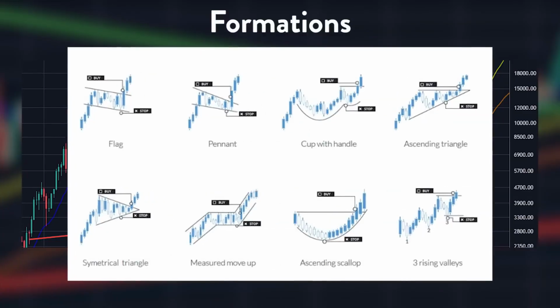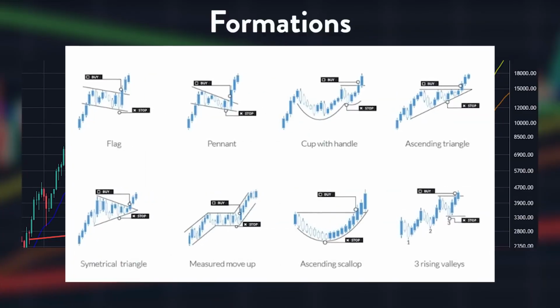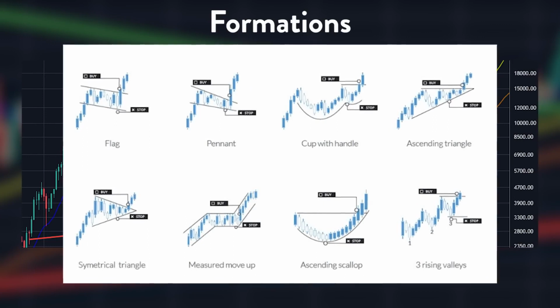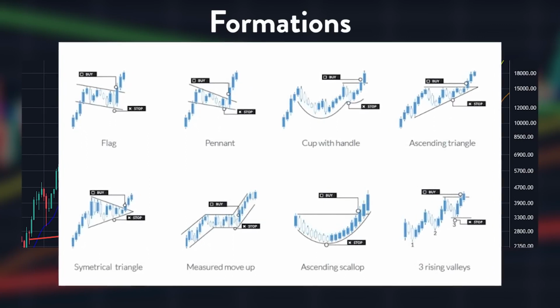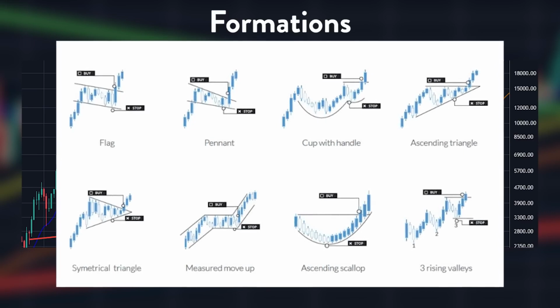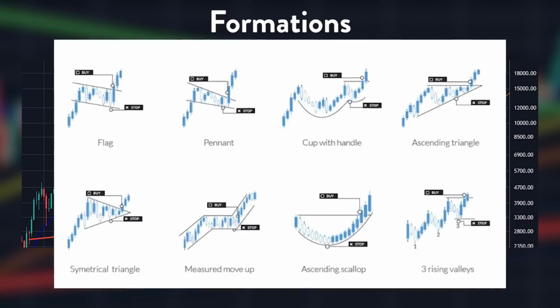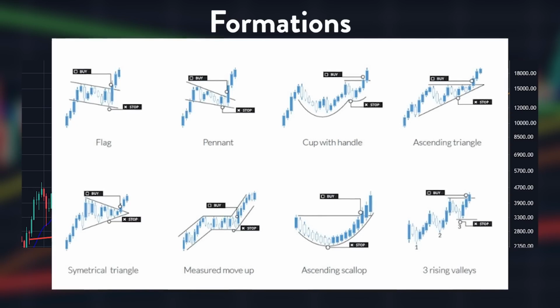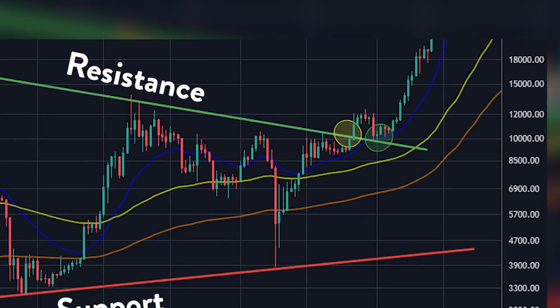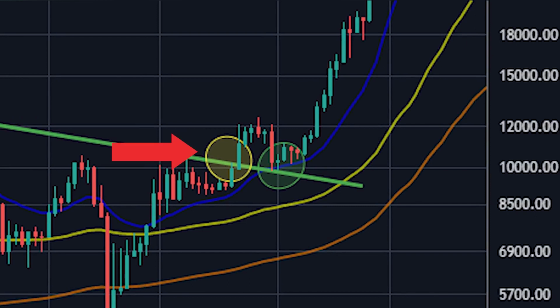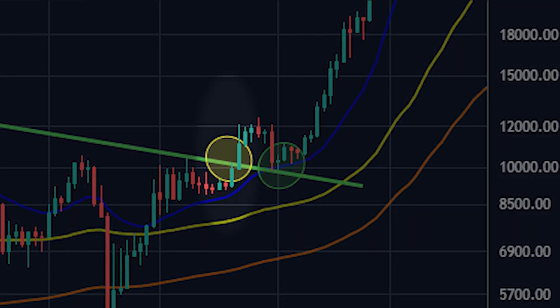Next, we need to talk about formations. Formations are patterns in the price movement of an asset on its chart. Formations are amazing because this is what allows us to identify the most likely direction an asset is headed to, as well as the most likely price it will stop at after breaking through that formation. In the same image, you will see a yellow circle and a green circle. The yellow circle is the moment this asset broke out of the formation.